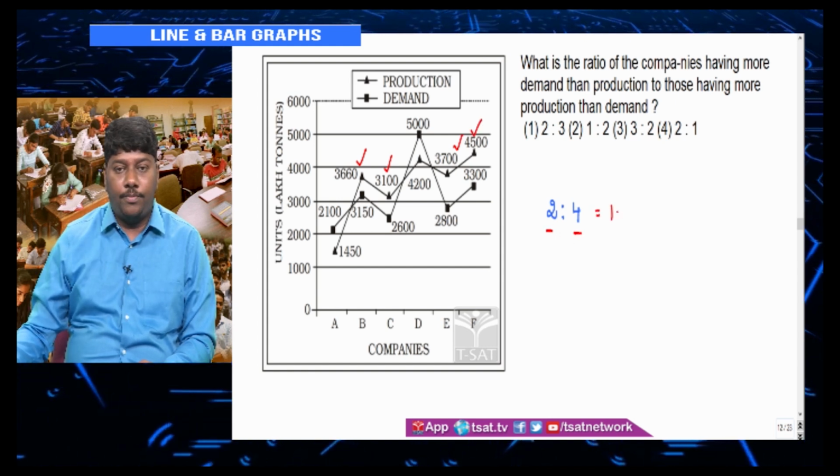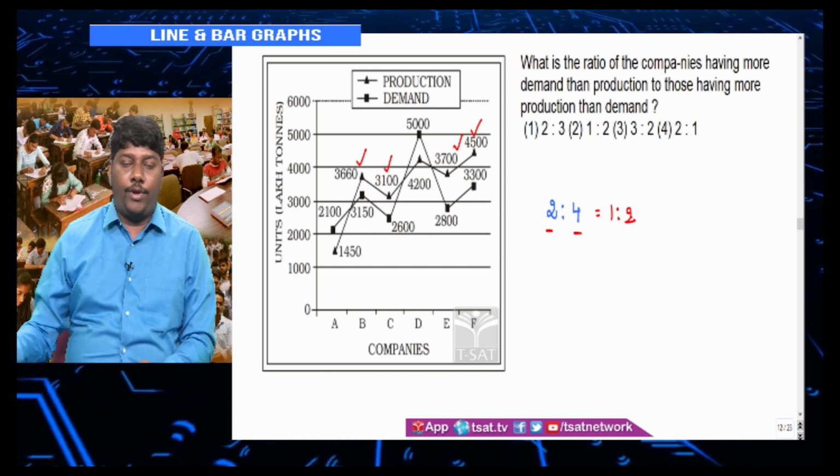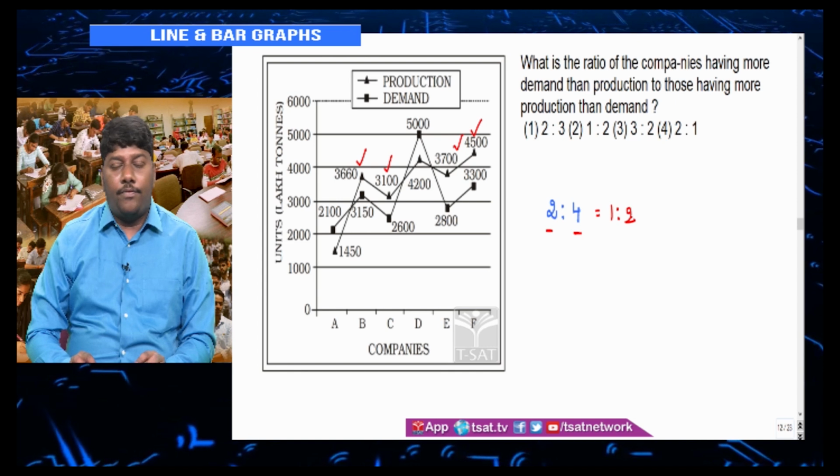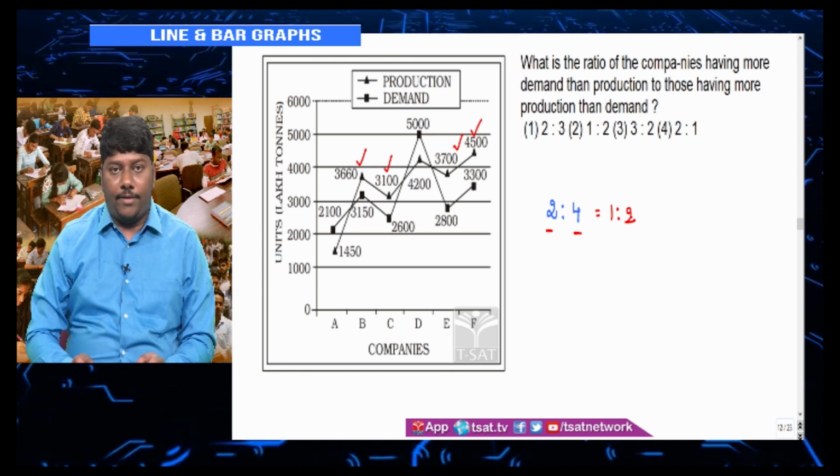Therefore, what is the ratio? 1:2. So I hope you understood the line graph. So this is how we derive the values from the line graph. Again, the basics of line graphs are simply percentages, ratios and averages only. Now we will look at the bar graphs.